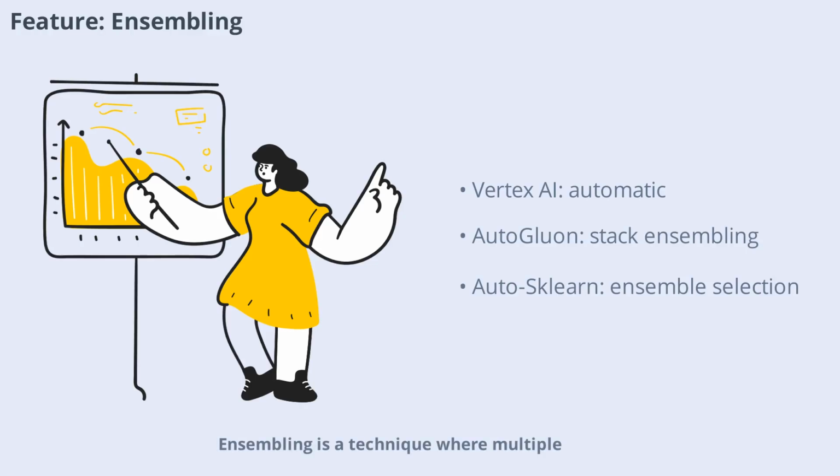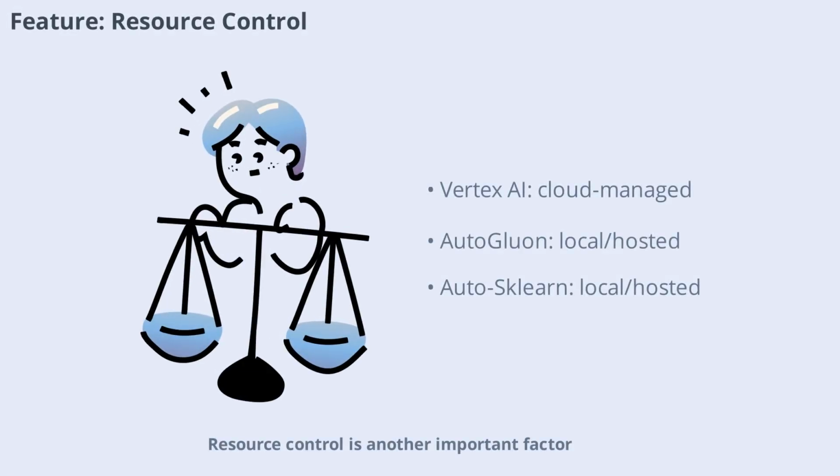Ensembling is a technique where multiple models are combined to improve performance. Vertex AI manages ensembling automatically within its workflow. AutoGluon's multi-layer stack ensembling is a major strength, helping it achieve strong results on tabular data. Auto-sklearn also supports ensemble selection as a core feature, making it powerful for users who want to experiment with different combinations of models.